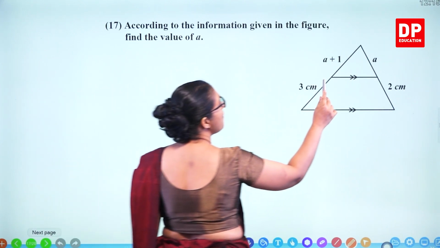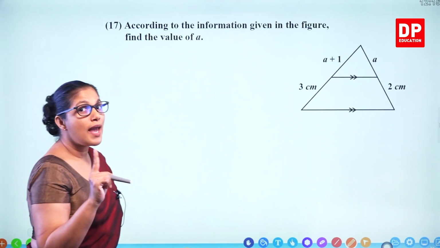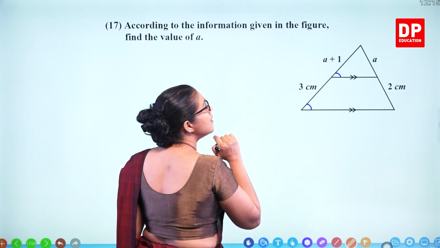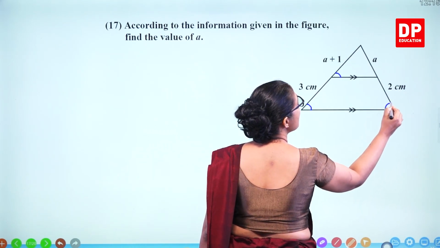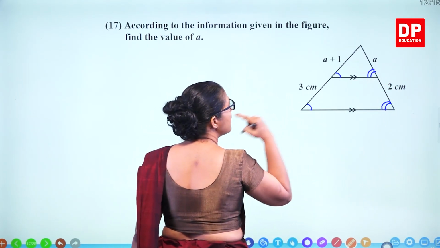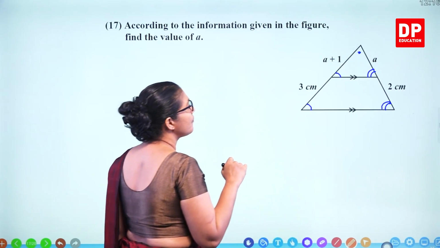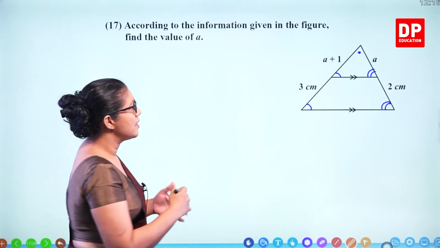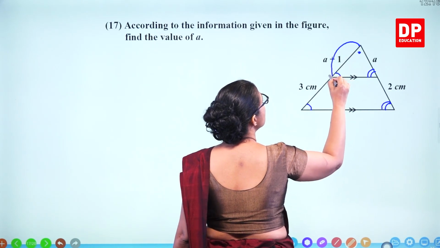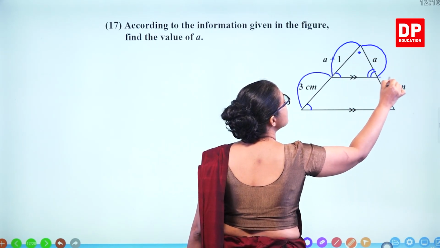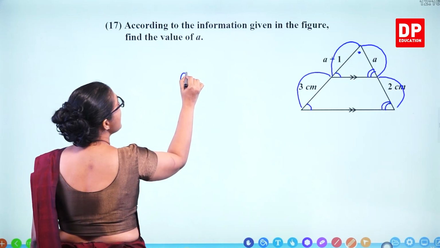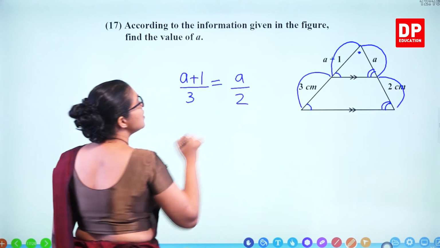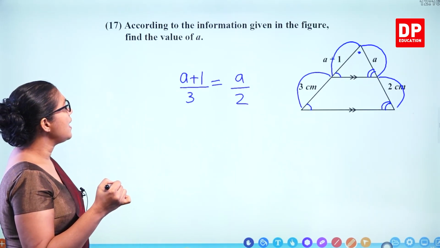Now 2 lines are parallel. That means these are equiangular triangles. We did a similar question. This angle is equal to this angle. Corresponding angles are equal. This angle is equal to this angle. And this one is common. So for equiangular triangles, you can equate the ratios. So here this to this is the same as this to this. So we can write A plus 1 over 3 is the same as A over 2. Now you can solve and find A.